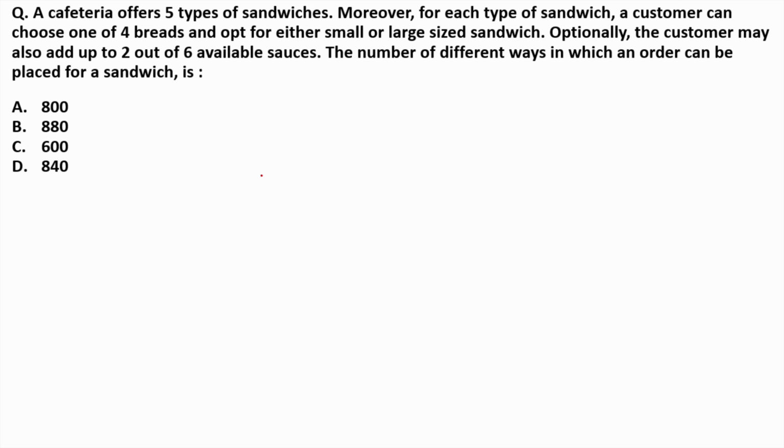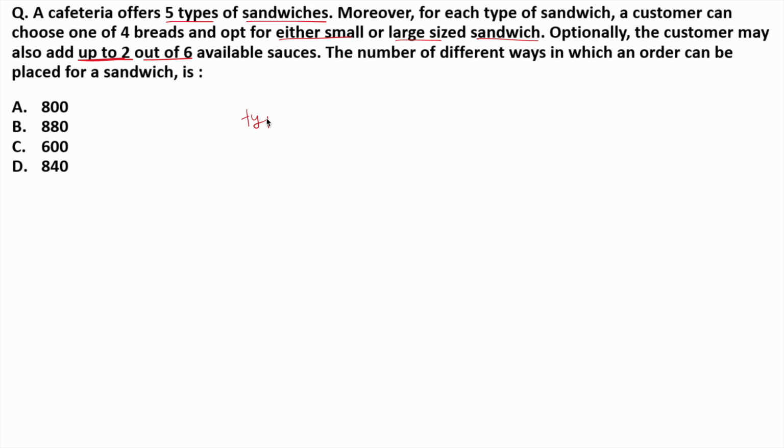Right, so a straightforward and a pretty easy question based on permutations and combinations. A cafeteria offers 5 types of sandwiches. Moreover, for each type of sandwich, a customer can choose one of 5 breads and opt for either small or large size sandwich. Optionally, the customer may also add up to two out of 6 available sauces. The number of different ways in which an order can be placed for a sandwich is.